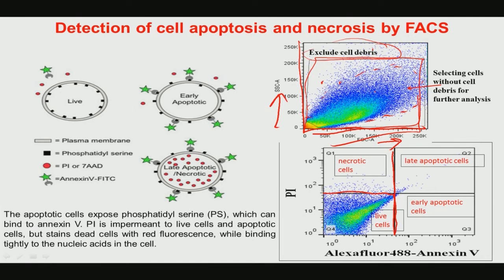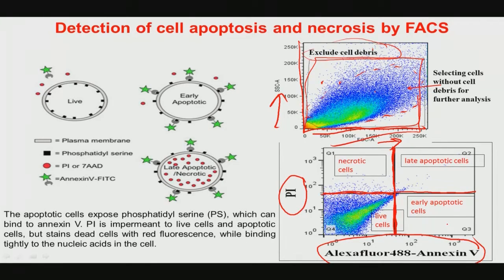Then after this gating, if you do proper analysis to see what fraction of the cells lies in different quadrants. So, the entire FACS plot is now divided into 4 quadrants depending on whether it is low PI expression, low annexin expression, or high annexin expression.